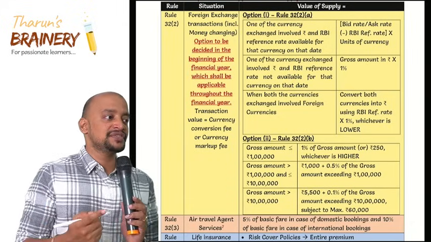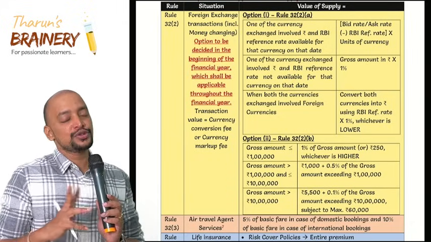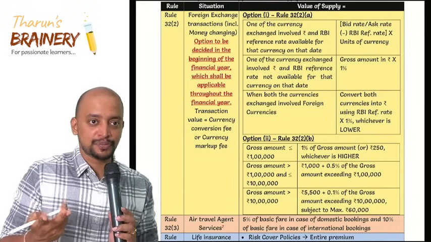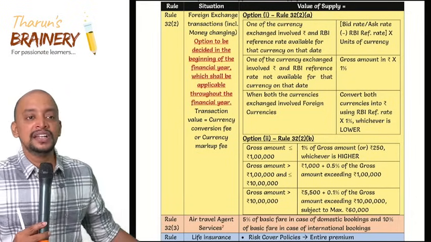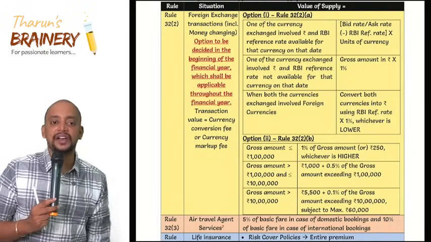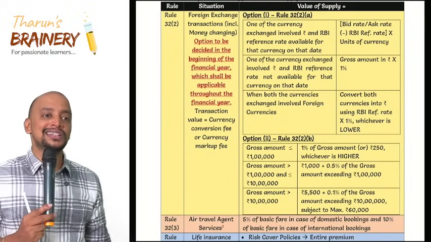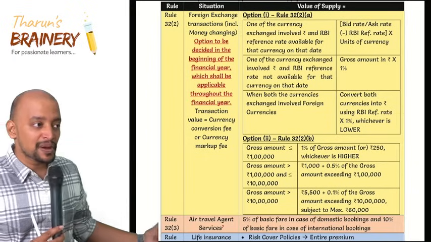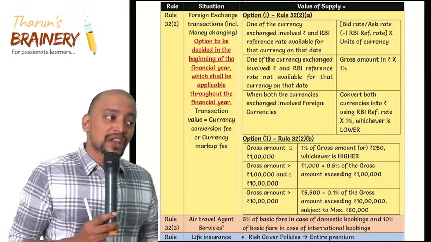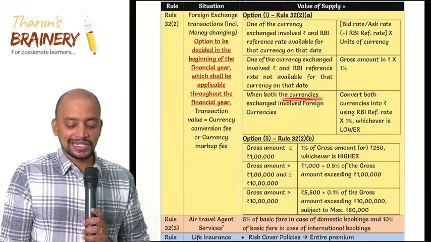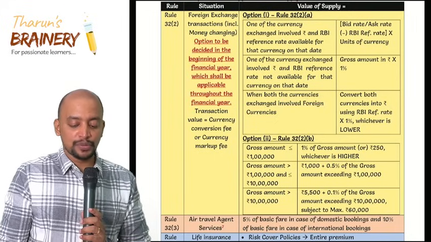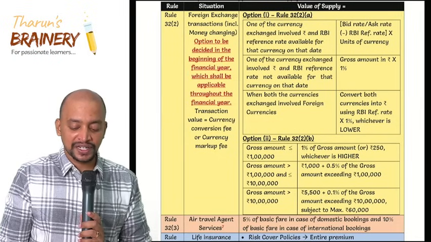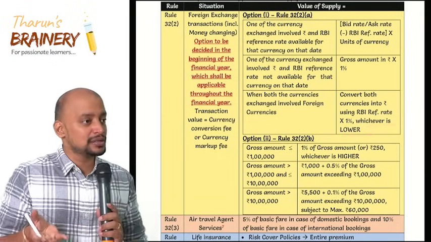In which places is it whichever is higher, and in which whichever is lower? Usually in the exam we get confused with this. In valuation itself, for lottery tickets, we saw that the price notified by the organizing state or the face value of the ticket, whichever is higher, is taken. But in this place we are taking whichever is lower. That is, when both currencies exchanged are foreign currencies, convert both into Indian rupees using the RBI reference rate into 1%, whichever is lower.